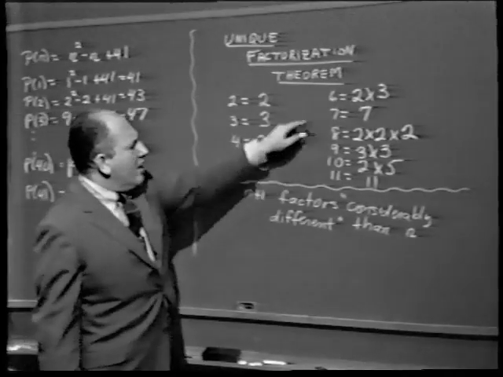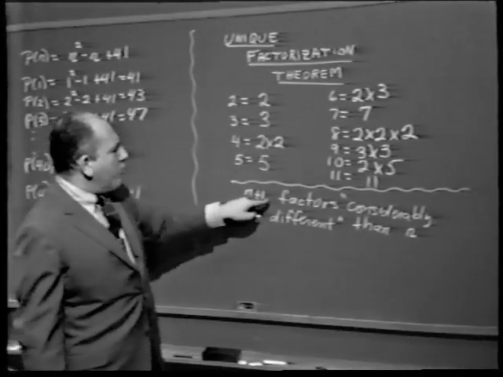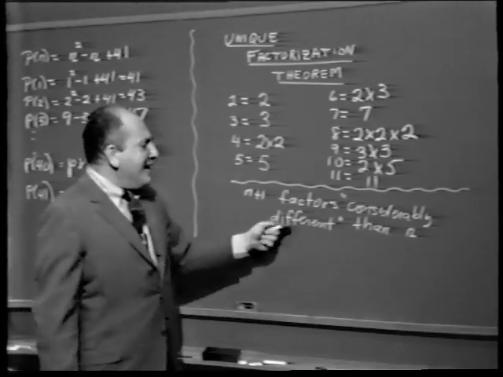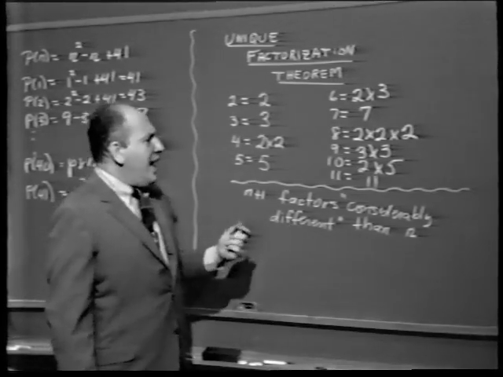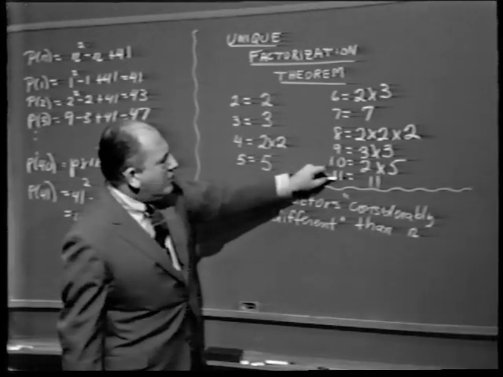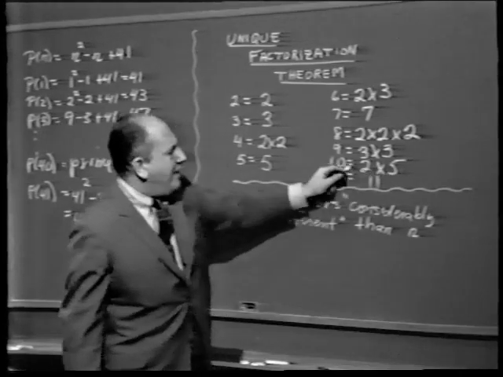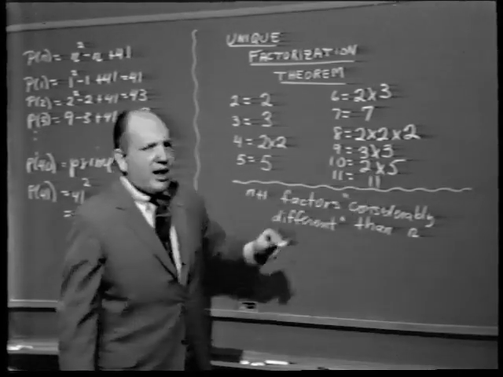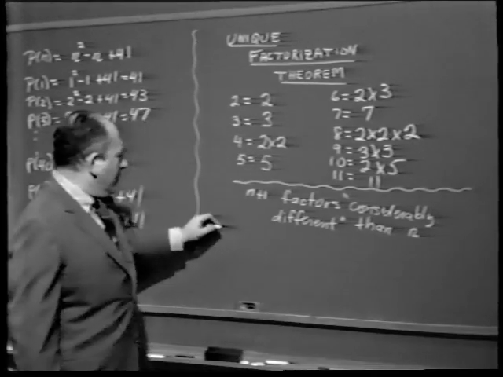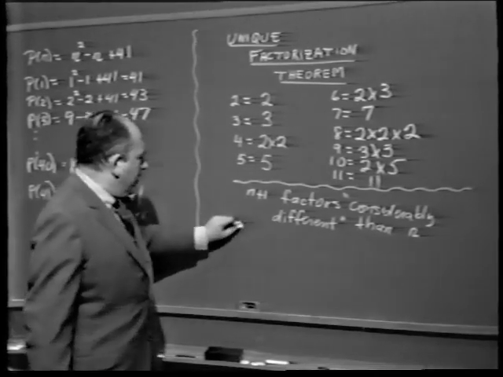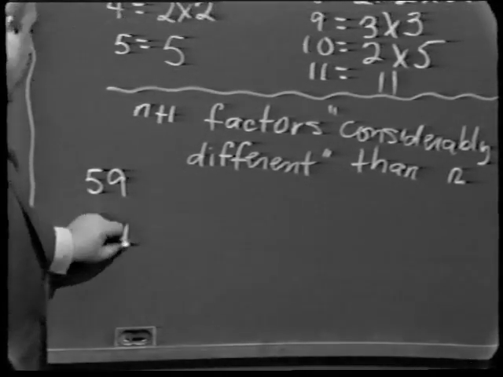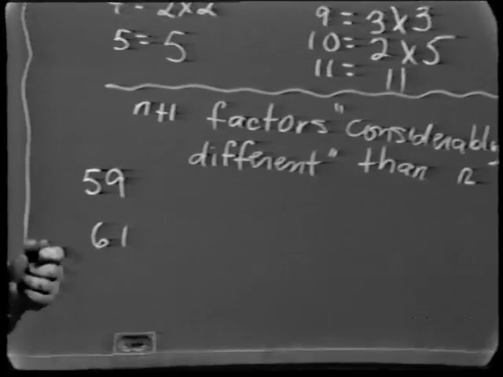The interesting thing is, do you notice how n plus 1 factors, I don't know what phrase to use here, but let's call it considerably different than n. In other words, look at what happened to 10 when I added 1 onto it. It factored into 2 times 5. I add 1 onto it, and all of a sudden, the factorization properties change. Let me give you an example. Look at 59. 59 happens to be a prime. Look at 61. 61 also happens to be a prime.